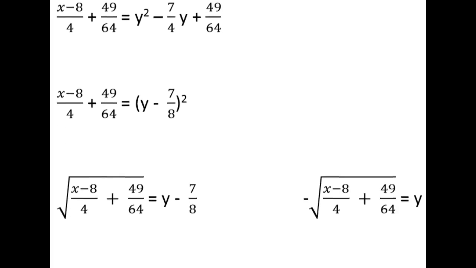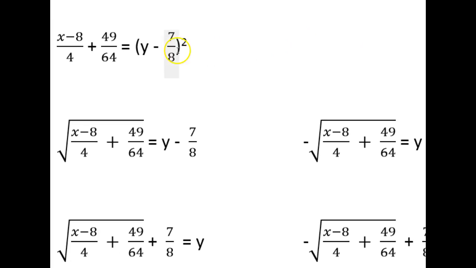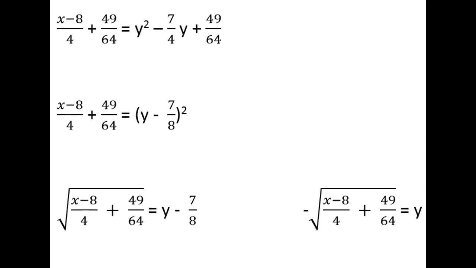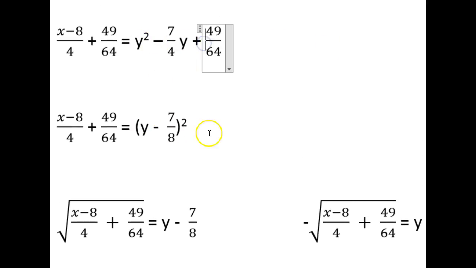So the reason you do that is because now you can write that entire side as a square. So if you expanded this out using FOIL or just a binomial expansion, you would get this. So we've completed the square. And from here on, we're going to just use a lot of algebra to get y by itself. So first, we need to take the square root of both sides.